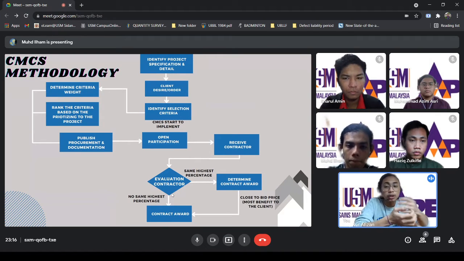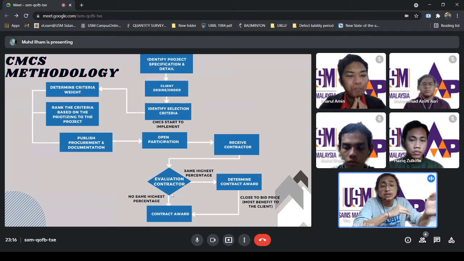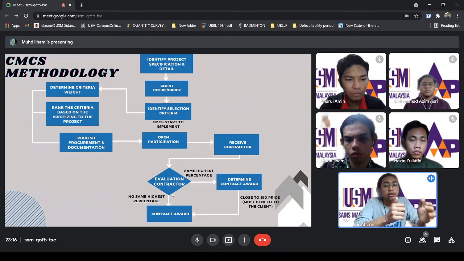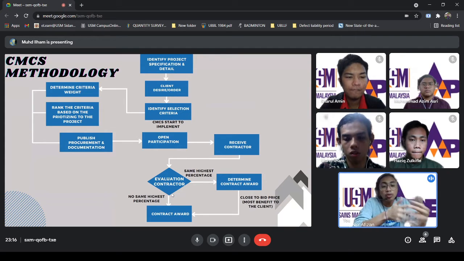Then we will publish the procurement, also the documentation that we decided from the committee, and then we open the participation. This allows the newcomer contractor companies, and also the experienced companies, to take part in this tendering. And then we will receive the contractors, and we will evaluate the contractors. And thanks to the development of technology, we now can evaluate hundreds of data of the contractor companies. Then everyone can take part in this tendering process.